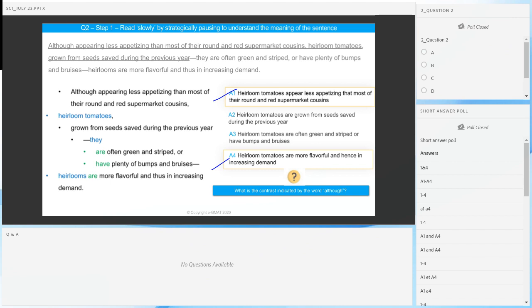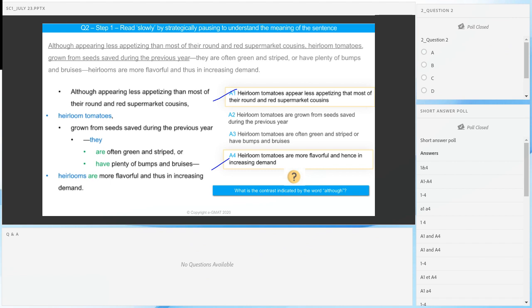The sentence is talking about heirloom tomatoes. It has been compared with its red and round supermarket cousins. By presenting the comparison, the author is saying that heirloom tomatoes may not look as pretty as their round and red supermarket cousins, but most definitely they are more flavorful, and that is the reason why they are in increasing demand. So many people want heirloom tomatoes now.